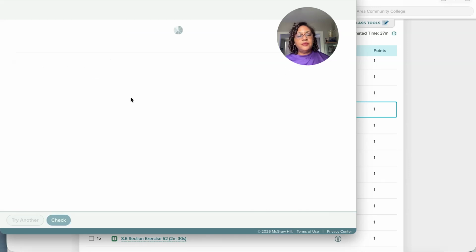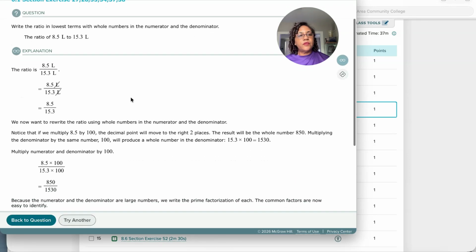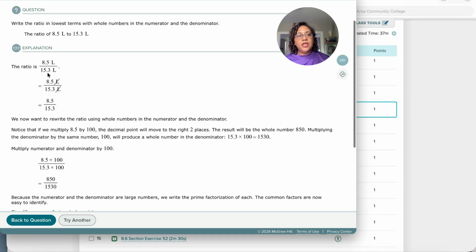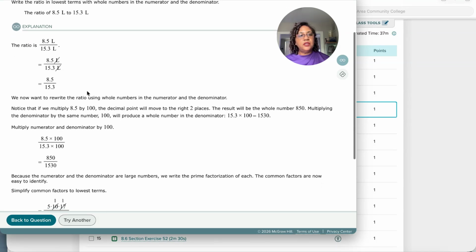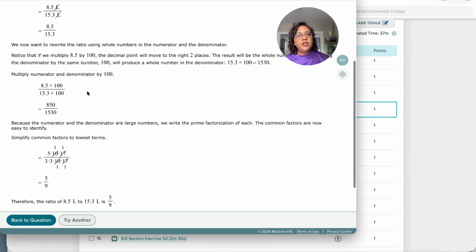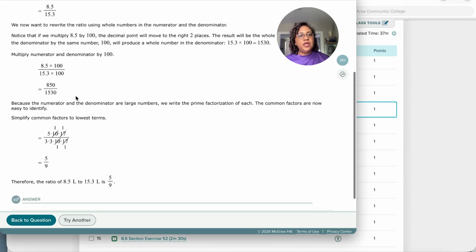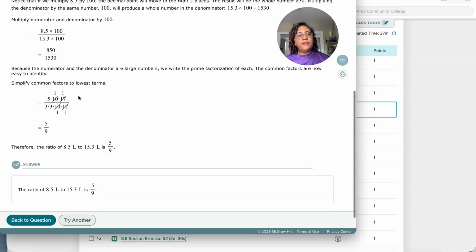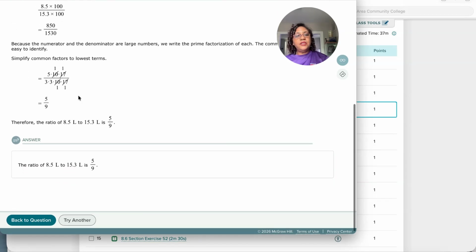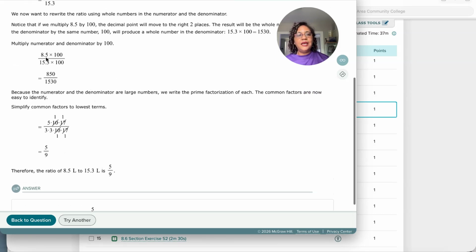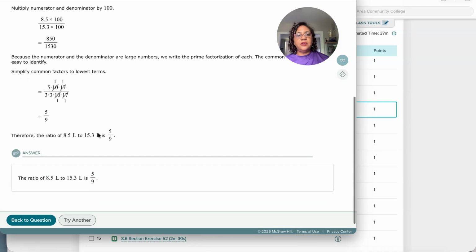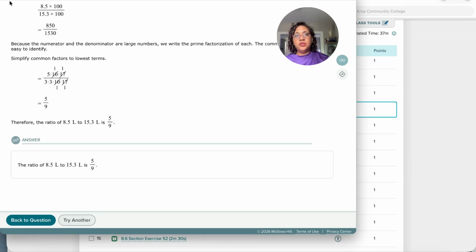And let's look at the explanation. One number over the other, and you just cancel out the liters. And then it looks here like you need to multiply by 100. And then I definitely would use a calculator on this one. I don't think that that's a super big time skill to be multiplying a decimal by 100. And you just move the decimal point over and then you simplify. But you can also use your scientific calculator.